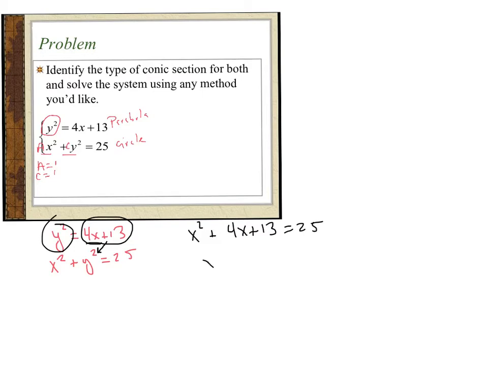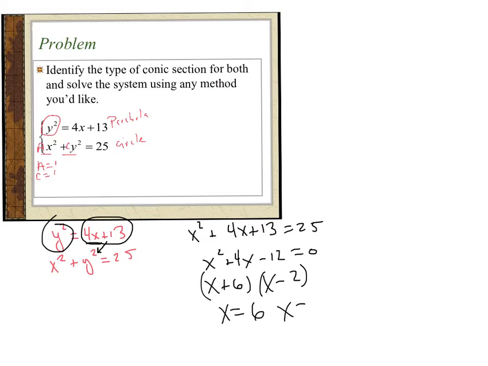So I'm going to go ahead and set it equal to 0. If I subtract 25, that would give me a negative 12 is equal to 0. And the two numbers that add to 4 but multiply to negative 12 are 6 and 2. And so my x's are negative 6 and a positive 2.